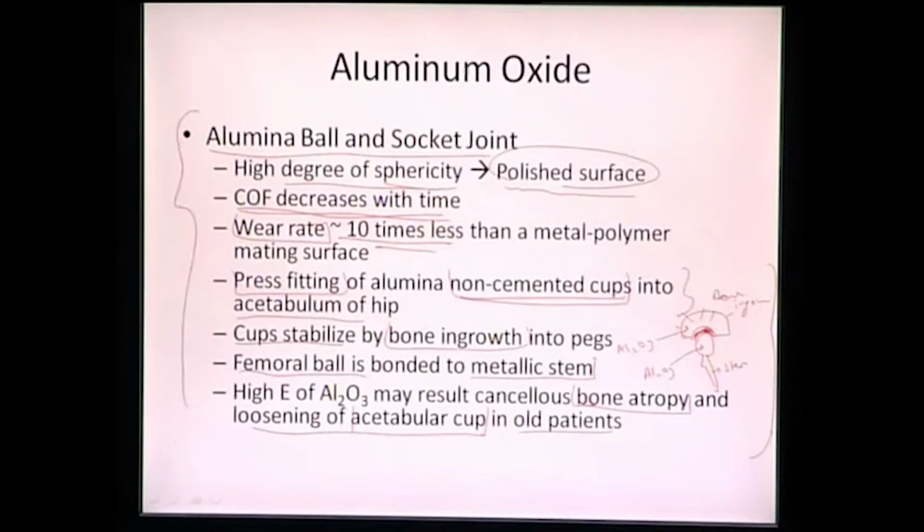But the overall philosophy of using aluminum oxide is that we can maintain very high sphericity, which leads to a very smooth surface. Once it is a very smooth surface, with alumina to alumina contact, that will reduce the coefficient of friction, and the wear rate will decrease approximately 10 times as compared to that of a metal polymer joint. The cup part gets stabilized by bone ingrowth along the cup area, and the ball is bonded to the metallic femoral stem. The problem with aluminum oxide is that it can lead to cancellous bone atrophy, and that might lead to loosening of the acetabular cup, specifically in old patients.